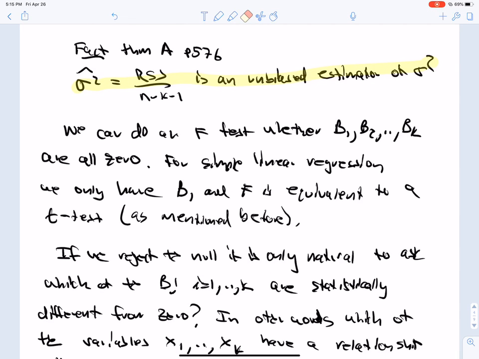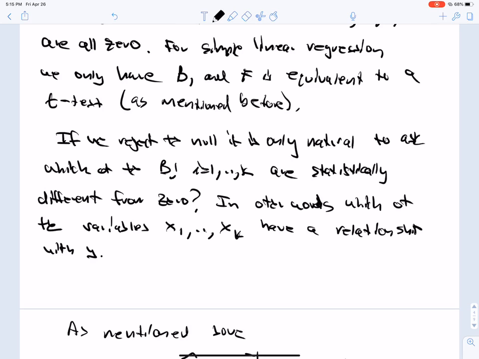So we can do an F-test of whether beta 1, beta 2 up to beta k are all 0. For simple linear regression, we only have beta 1, and F is equivalent to a t-test, as mentioned before. So if we reject the null, it's only natural to ask which of the beta i are statistically different from 0. In other words, which of the variables x1 to xk have a relationship with y.